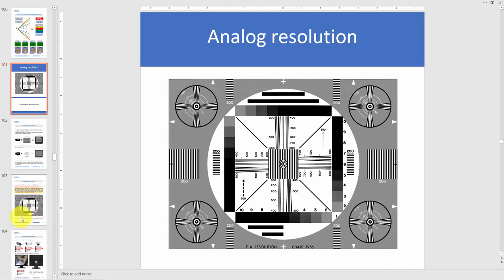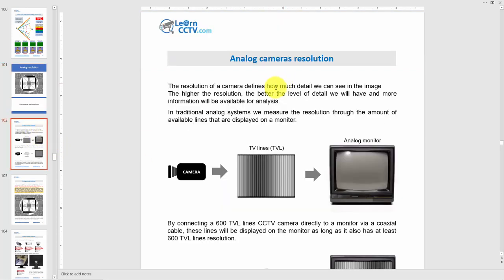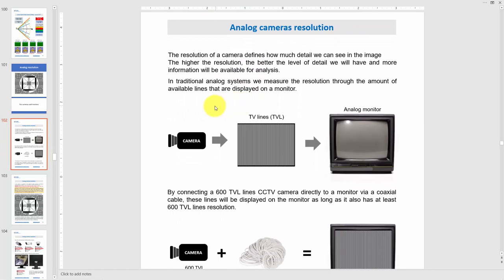Let's get started here with analog resolution. Here you can see a universal chart that's used to measure the analog resolution. So basically, in analog resolution, you have TV lines on your camera. The camera is generating TV lines that you can see here, and your monitor is going to show the TV lines. The more TV lines you have in your camera, the better, so you have better resolution. Of course, I'm talking again about analog resolution, not IP, not digital. I'm talking about analog resolution, right?